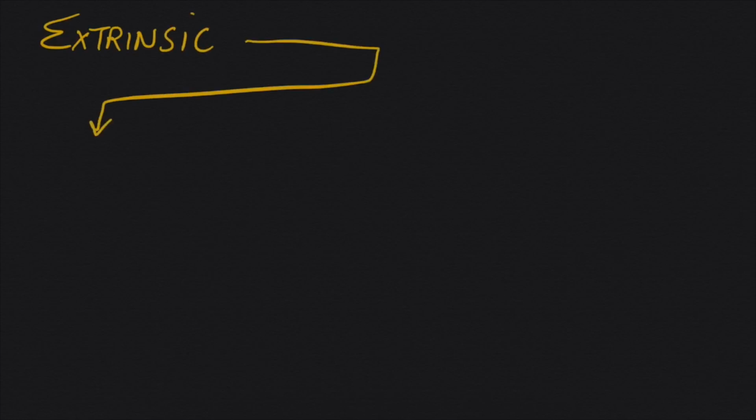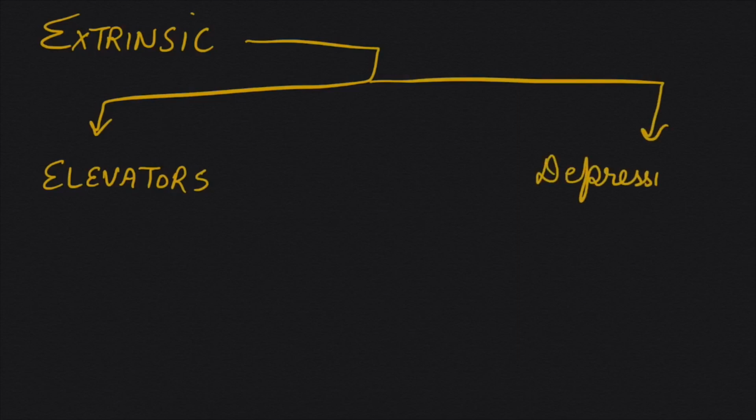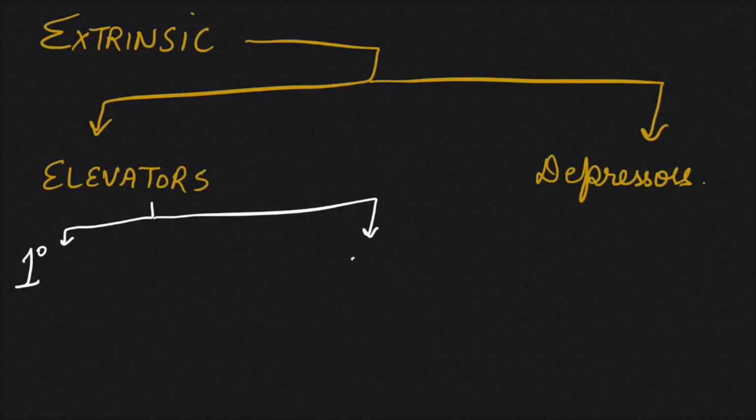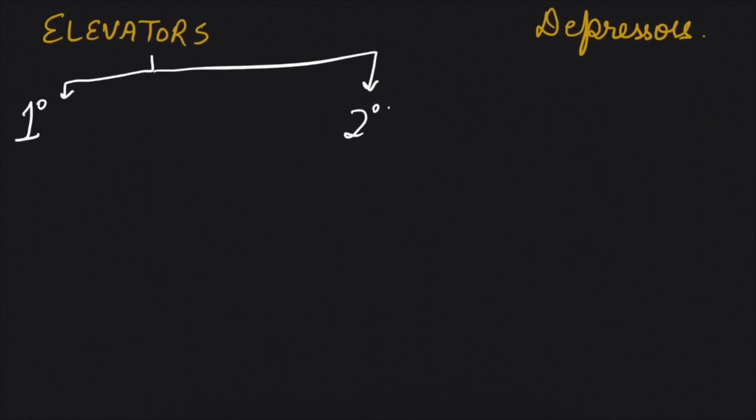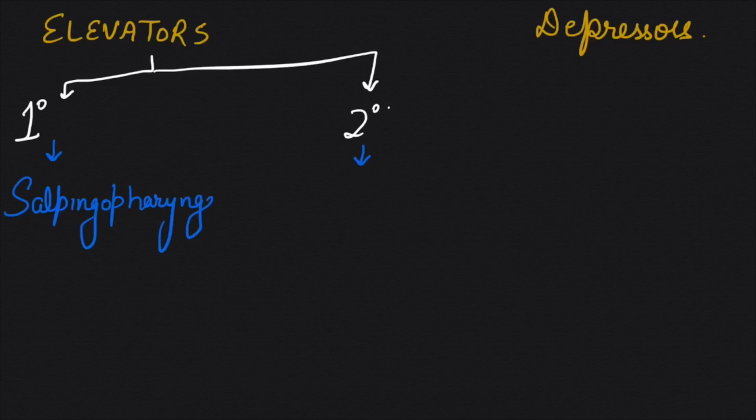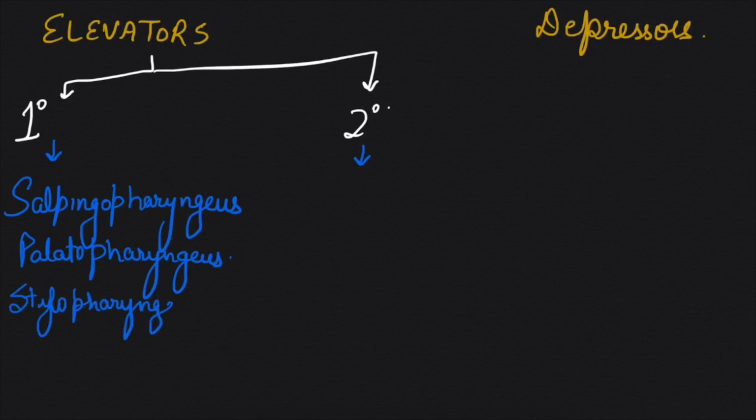Now coming to the extrinsic muscles, again, as I told you, we have elevators and depressors. So muscles which are connected to the larynx and structures above it will elevate it. Then depressors will depress the larynx. Now in elevators also, we can have primary elevators and secondary elevators. Primary elevators are those which are directly connected to the larynx, like to the thyroid cartilage. So we have muscles like salpingopharyngeus, palatopharyngeus, stylopharyngeus. These muscles are actually directly connected to the thyroid cartilage.